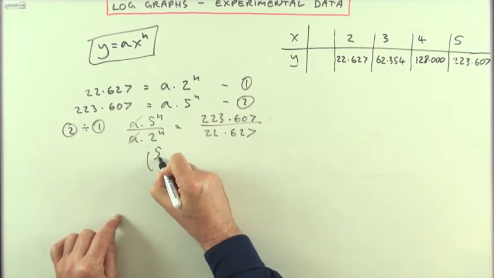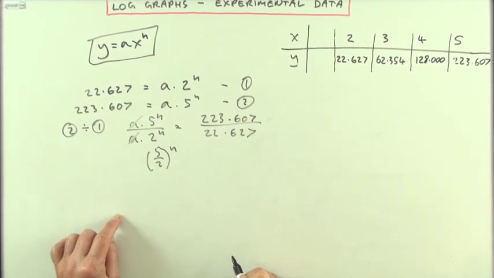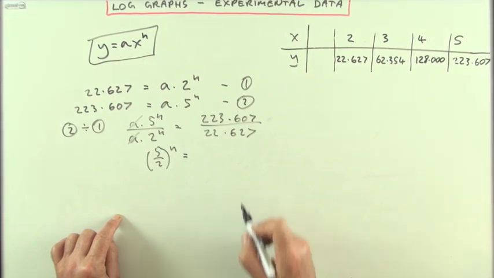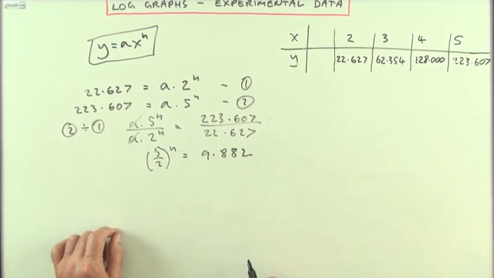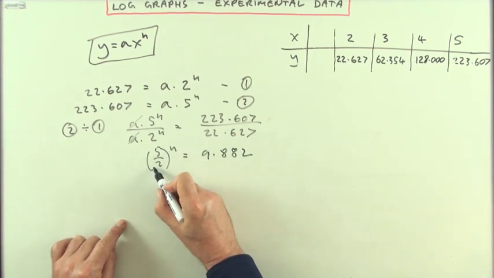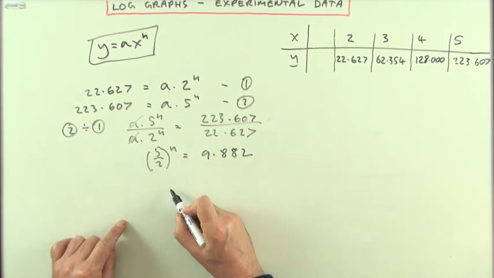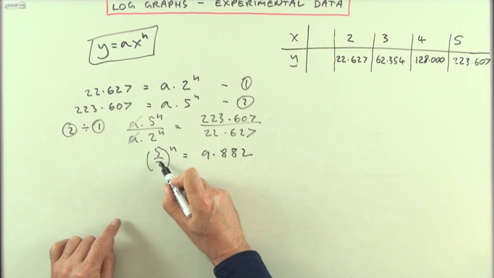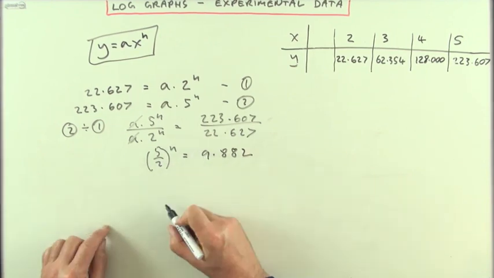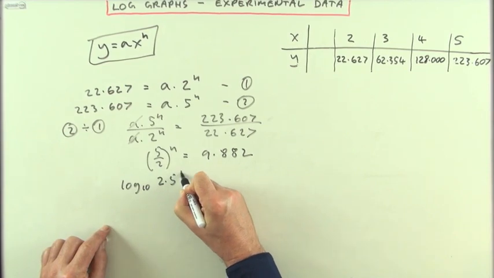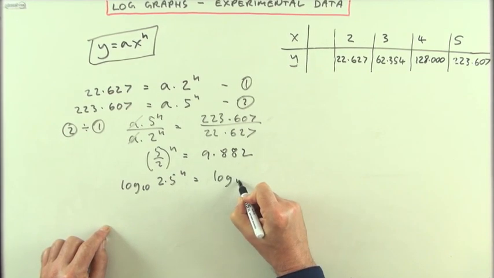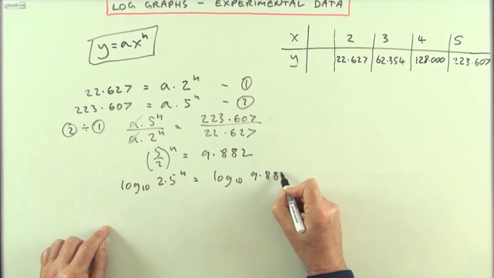That's the same as 5 upon 2 to the power n. So 5 upon 2 to the power n will be this thing. And this thing divides out to 9.882. Same as before. Now, I don't have log base, and that's 2.5, so I'll have to take the logs of both sides. So what I'll do is I'll take log base 10 of that 2.5 to the n. I'll take log base 10 of the 9.882.